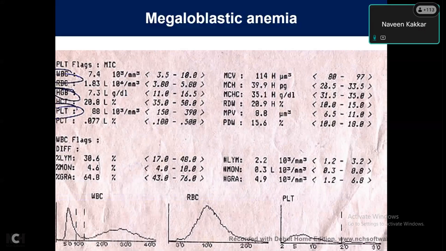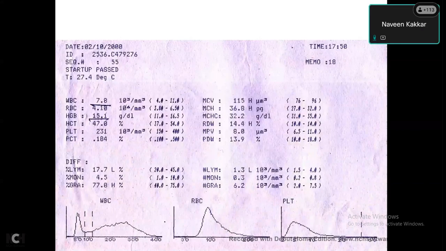So that's megaloblastic anemia. And again, if you look at the volume of the cells, the proportion of cells beyond 100 femtoliters, that's why the MCV is on the higher side. So classical megaloblastic anemia. Another case, look at the MCV first.